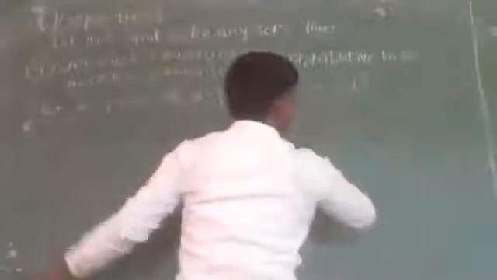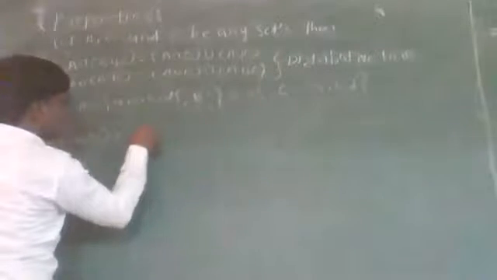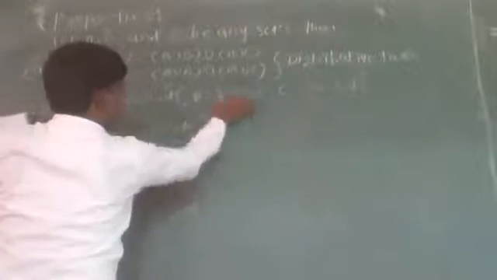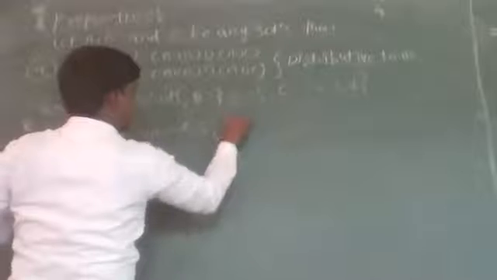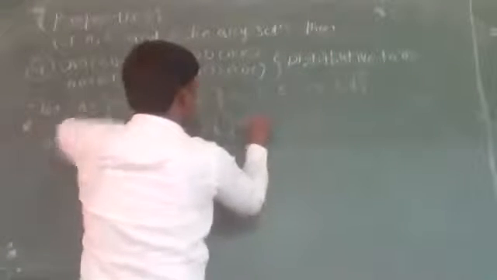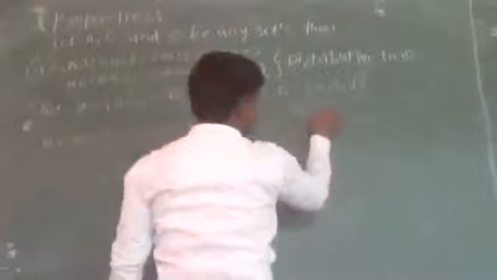Now, we have to do this one. A union B intersection C, which is equal to A, B, C, D. Now, B intersection C. B intersection C contains all those elements which are common in both the sets. Therefore, only A is common in both the sets. Equal to A, B, C, D union A, which is A, B, C.